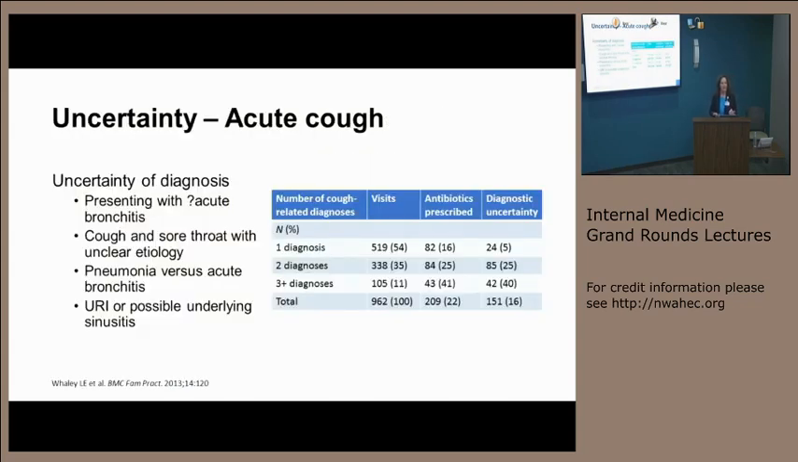And uncertainty certainly comes into play with regard to treatment of upper respiratory infections and bronchitis. There's one interesting study that looked at uncertainty as documented in the medical record. When physicians wrote patients presenting with question acute bronchitis, or said unclear etiology, or one diagnosis versus another, that kind of documented uncertainty, as the degree of uncertainty went up, the antibiotic prescribing went up also.